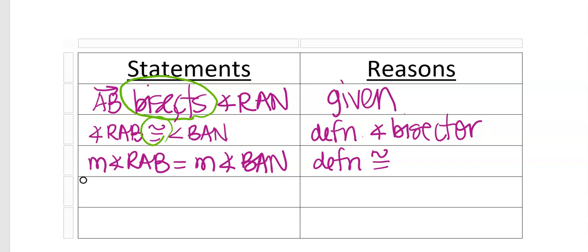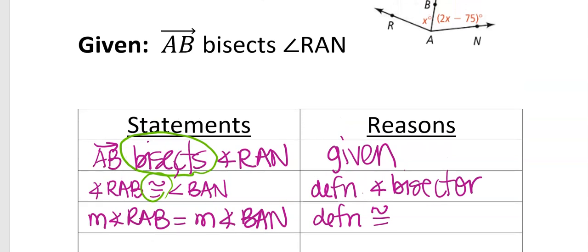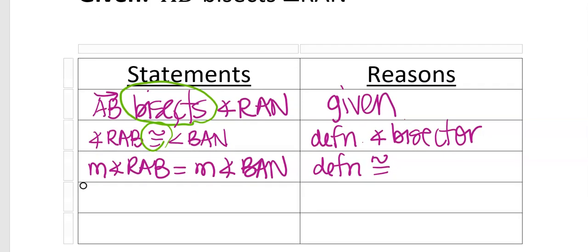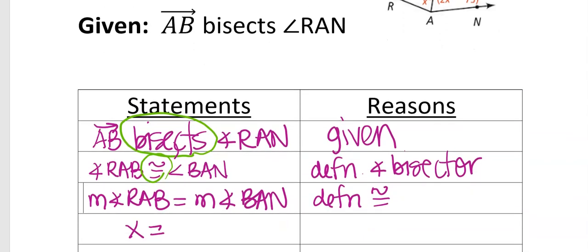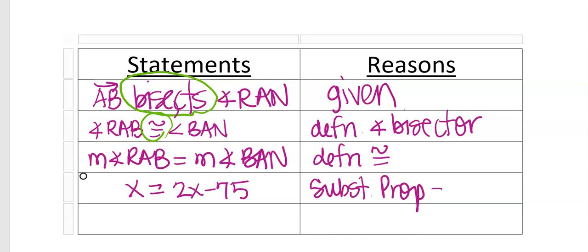Now that we have an equals in there, we can do all of the properties that we've written down today. So I'm going to go back up. In for the RAB, I'm going to plug in an X. And in for the BAN, I'm going to put 2X minus 75. Substitution. So whenever you take those values from the picture and plug them in, it is substitution property. And you can put an equal there if you want. I wouldn't count it wrong for substitution.